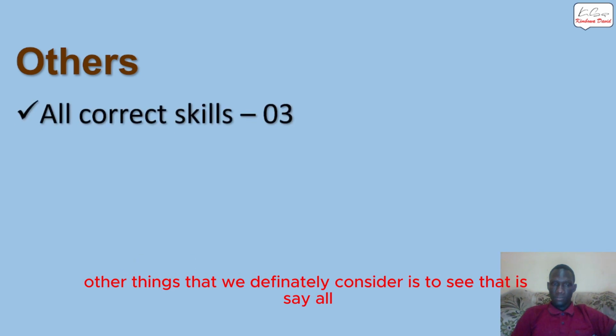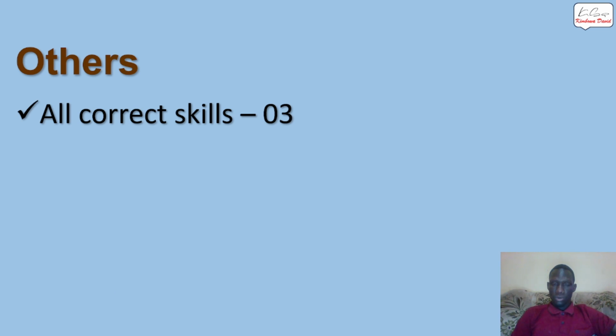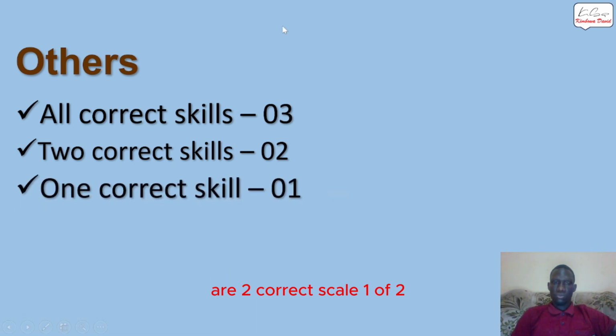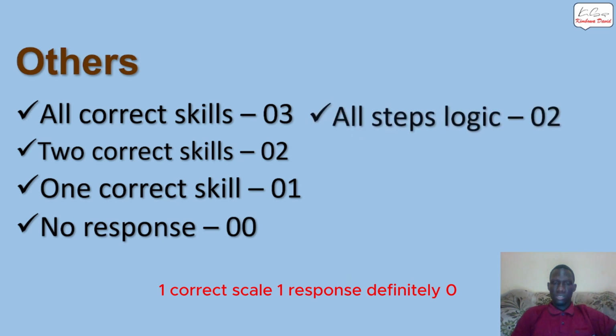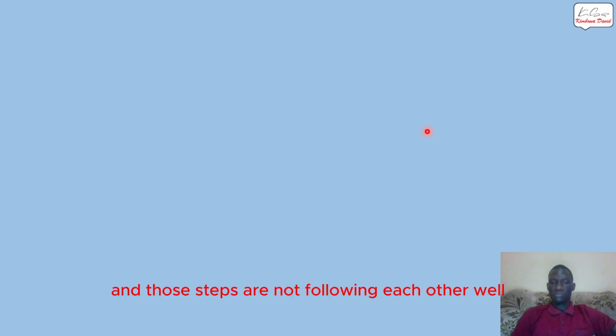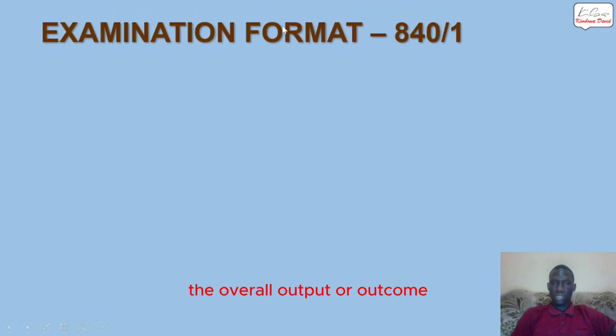Other things that we definitely consider, we say all sheets must be all correct skills must be given a mark of 3. 2 correct skills, mark of 2. 1 correct skill, 1. No response, definitely 0. All logic steps partially flowing, and so many others. In other words, when you make steps and those steps are not following each other well, it will definitely affect the overall output or outcome.